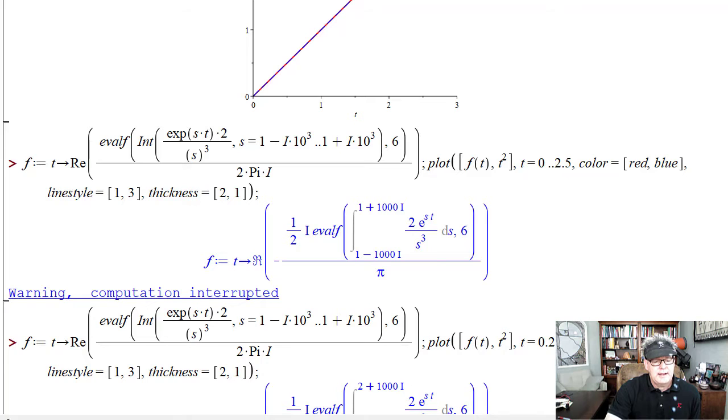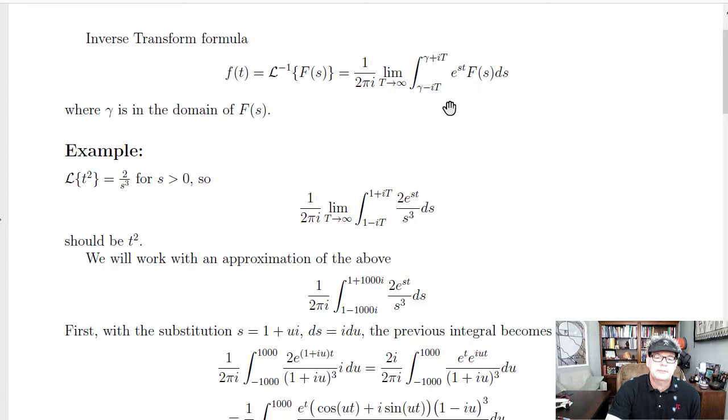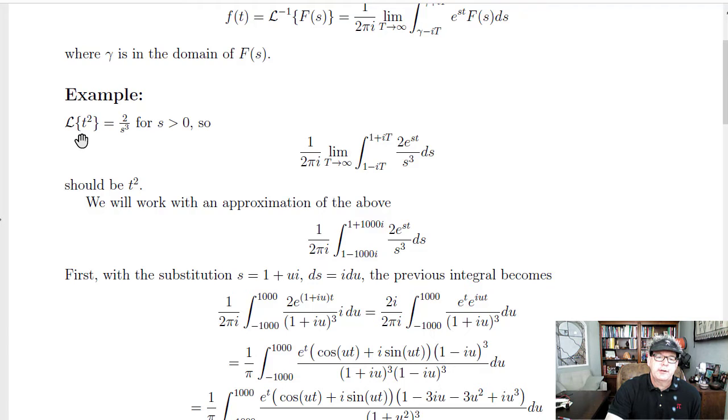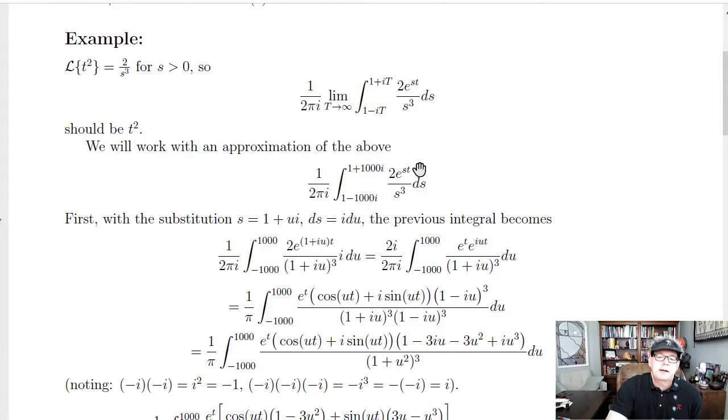And let's look at what we're doing. So again, here's the definition. If I have my F of s, this integral should give me my f of t. And I know the Laplace transform of t squared is 2 over s cubed. So this inverse transform, if my F of s is 2 over s cubed, I should get back t squared. I could have kept it to infinity, but I went again from negative 1 minus 1000i to 1 plus 1000i. So I need gamma to the right of 0, which I have.